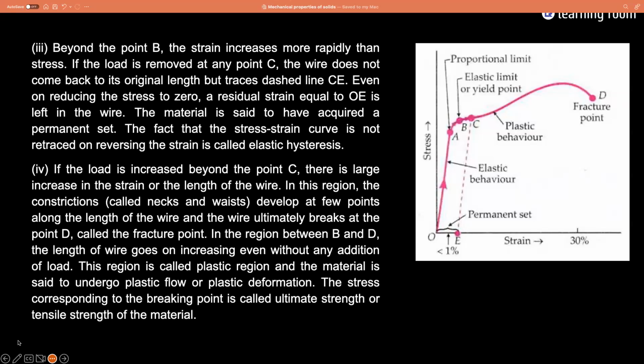Means if this is the original length with which you started, if we take it as a reference point, you can never get back its original point because the strain has increased. What is the meaning of strain? Strain is responsible for the change in dimension. So the material's property is disturbed. Now what will happen? You cannot get back its original length. That's the meaning. So the wire does not come back to its original length, but traces the dashed line CE.